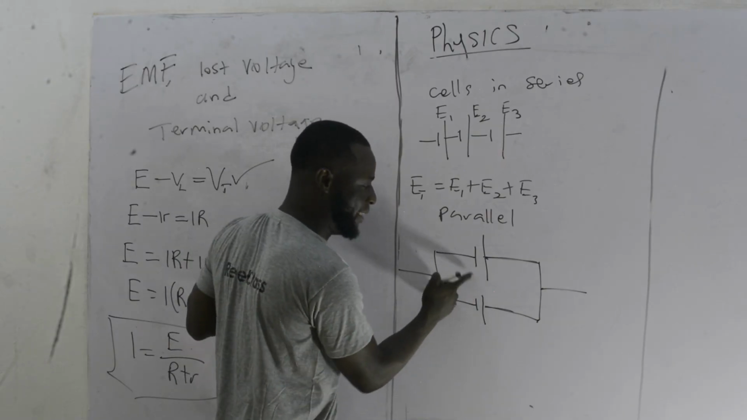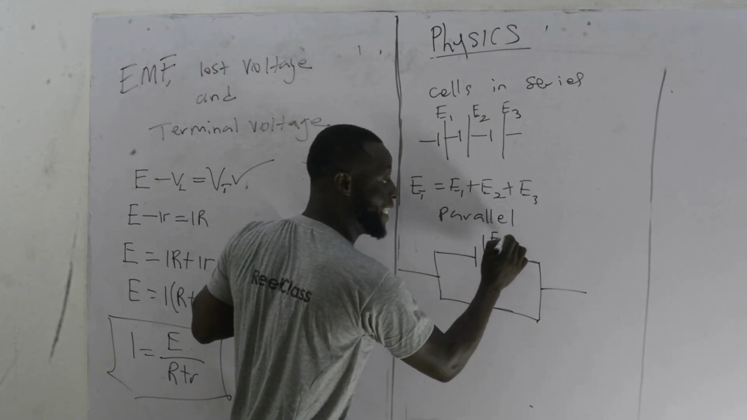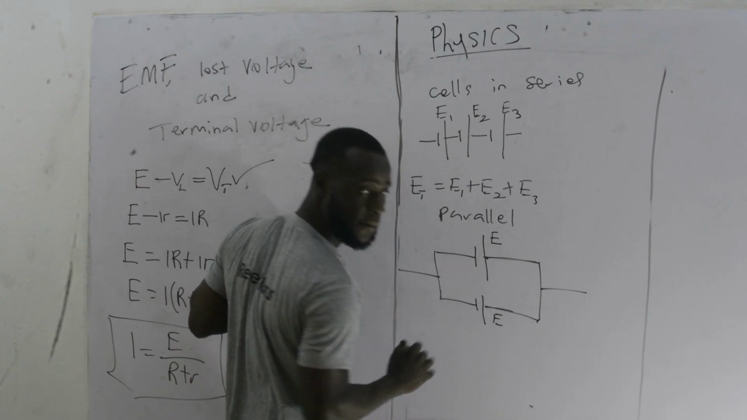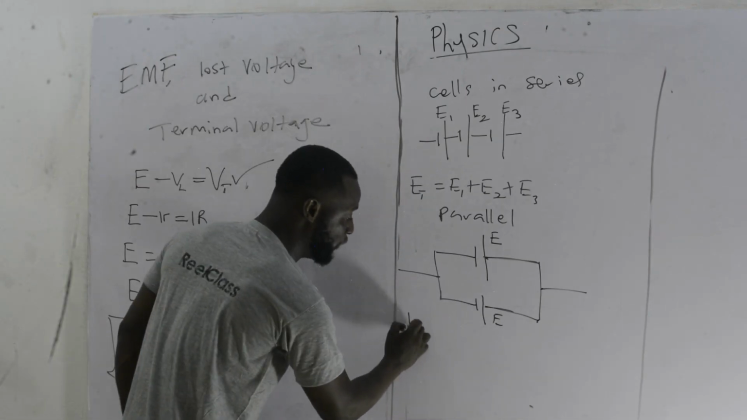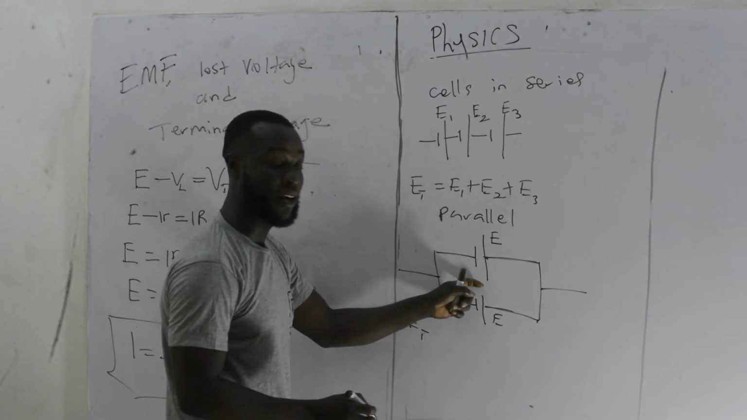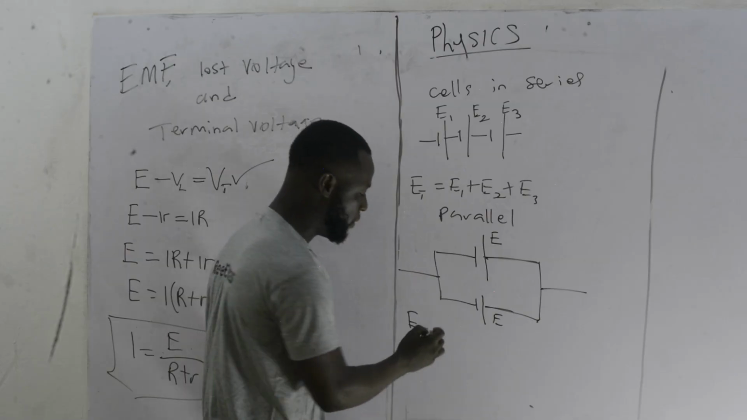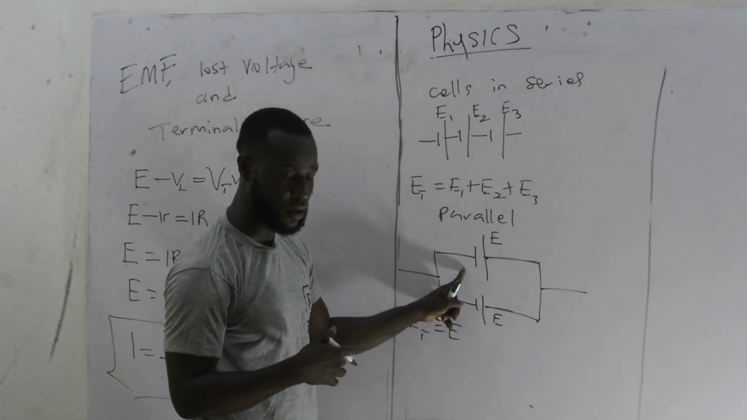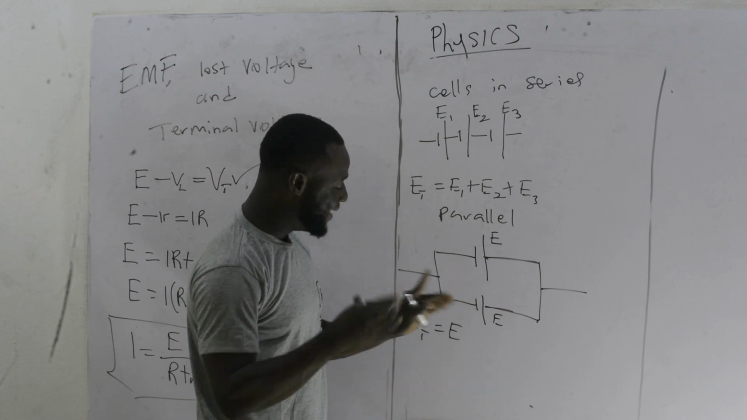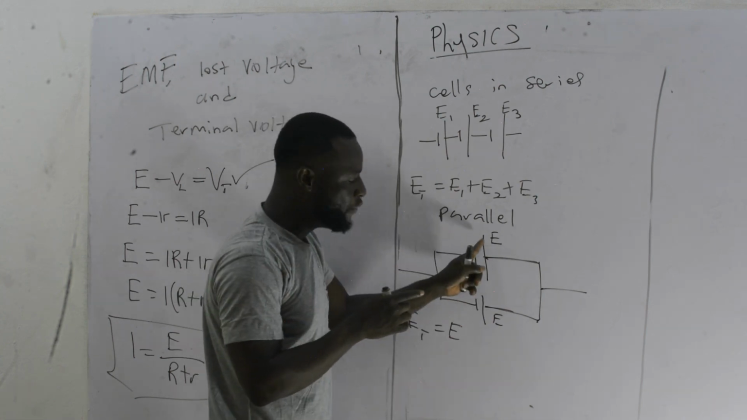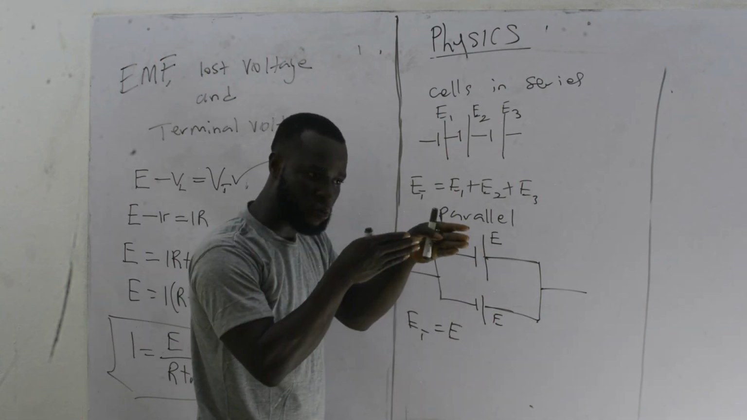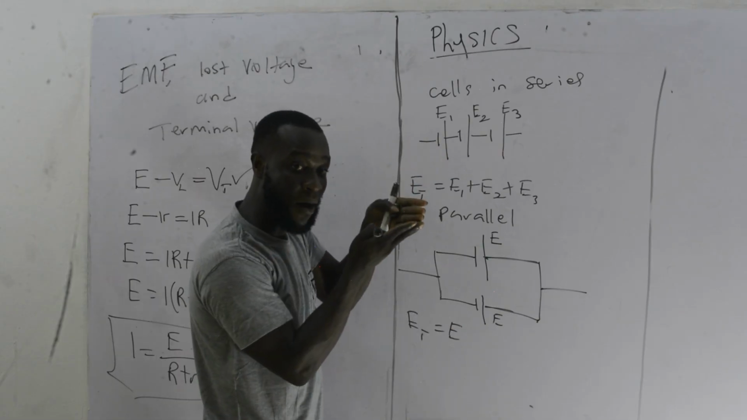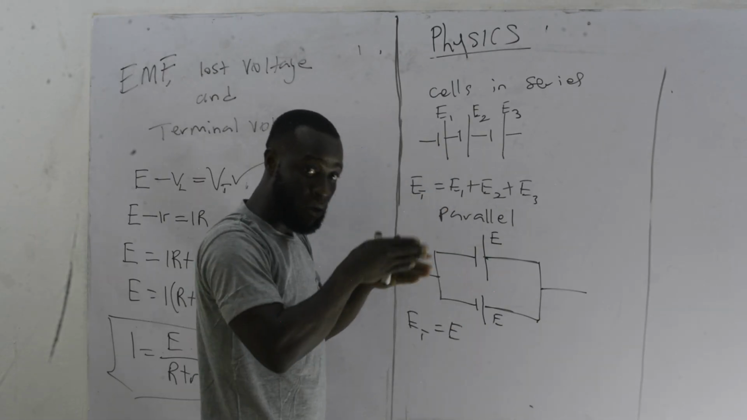Let's say these cells are identical. So the EMF of this one is E, the EMF of this one will be E. The EMF of the combination of these cells connected in parallel will be equal to the EMF of just one of them, which is equal to E. That's interesting about connecting them in parallel. If I connect the cells in parallel, the EMF stays the same. So if one of them was 12 volts, and I have another 12 volts, 12 volts connected in parallel, the entire combination will be 12 volts.